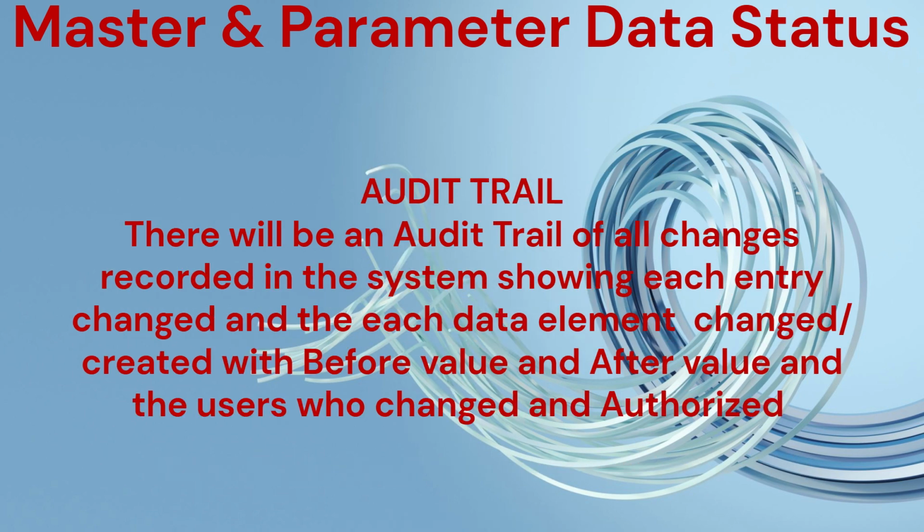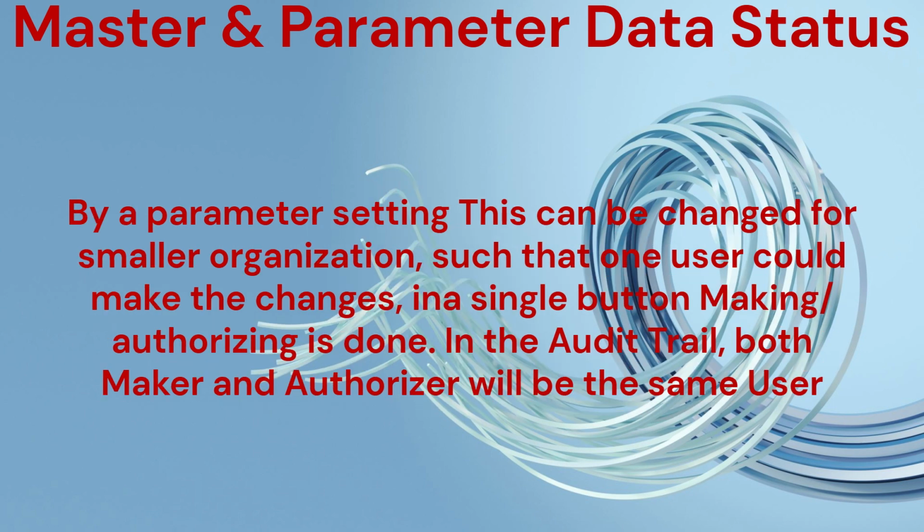Audit trail. There will be an audit trail of all changes recorded in the system, showing each entry changed and each data element changed with before value and after value, and the users who changed and authorized. By a parameter setting, this can be changed for smaller organizations such that one user could make the changes and authorize them with a single button. In the audit trail, both maker and authorizer will be the same user.